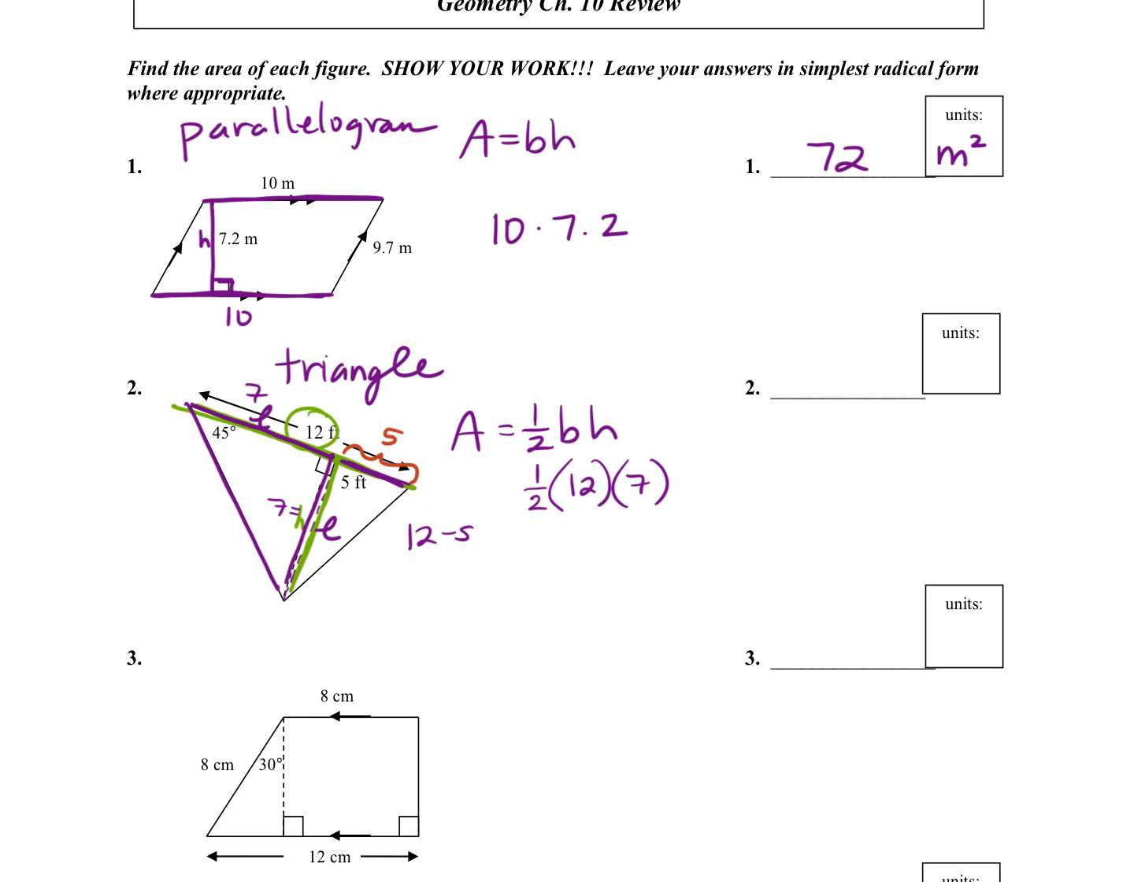Okay, sorry. So 1/2 times 12 times 7. Again, you can just plug that into your calculator. You get 42. And then we're talking feet, and you square it because it's an area.